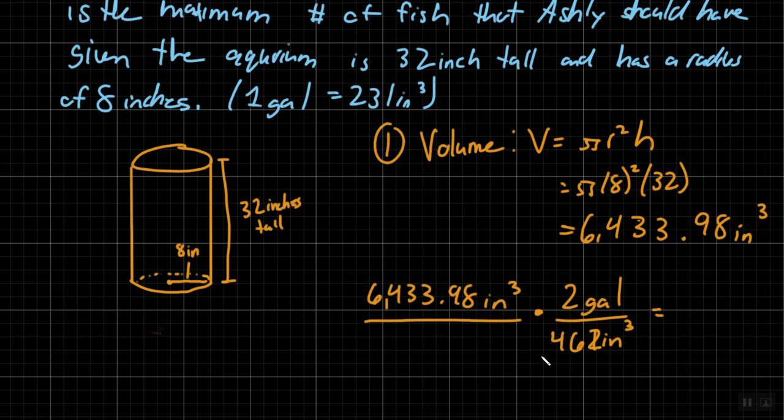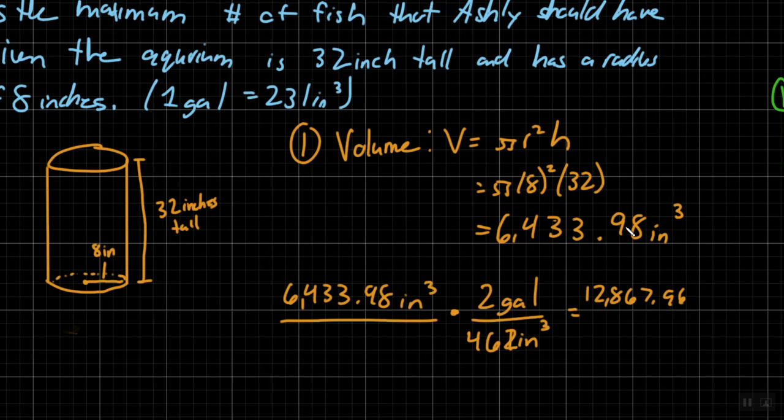So you only multiply if there's an equal sign in between. So what does the top simplify to? And then divide that by 462. So that would be like 12,867.96. And this is, I'm going to scooch over for a second. And this is inches cubed times gallons, all over 462 inches cubed. What did that equal?